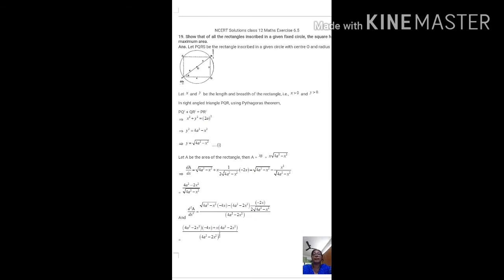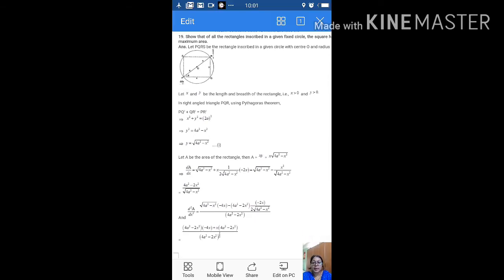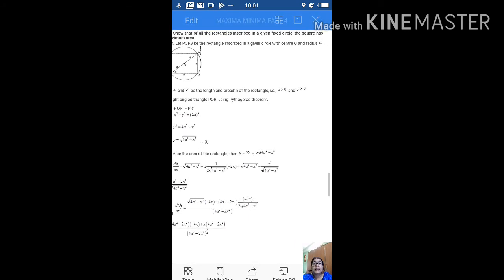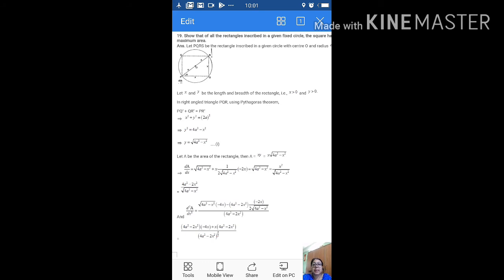So just check it. Let us see this sum. Show that of all the rectangles inscribed in a given fixed circle, the square has the maximum area.